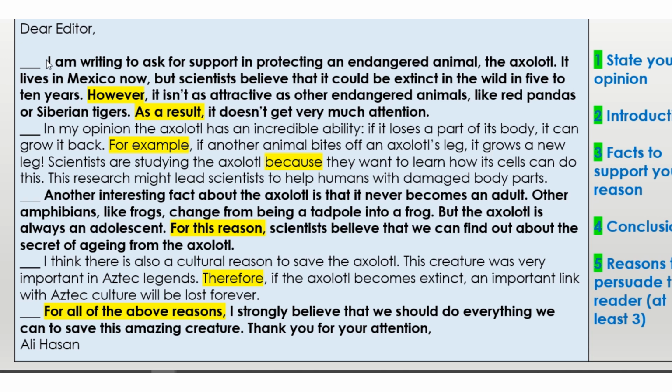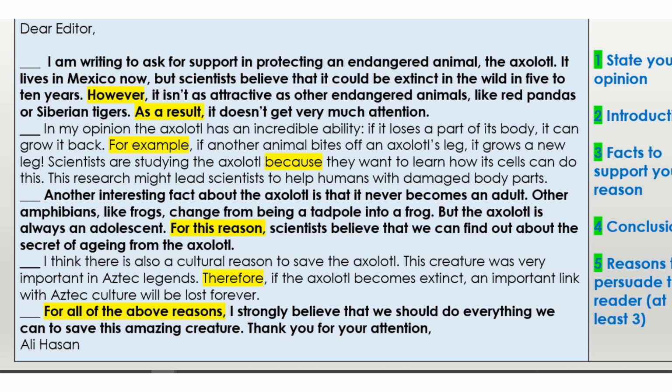and I want to put them here in the correct place. Dear editor, here the editor is somebody who is responsible for receiving your news, your information, whatever you want to write about in a newspaper or a blog or a magazine.